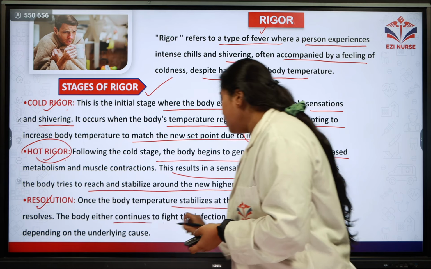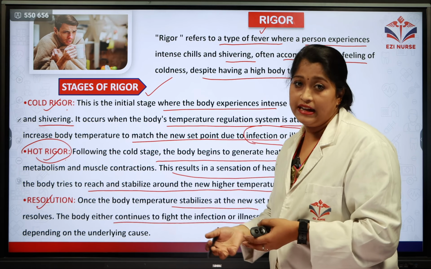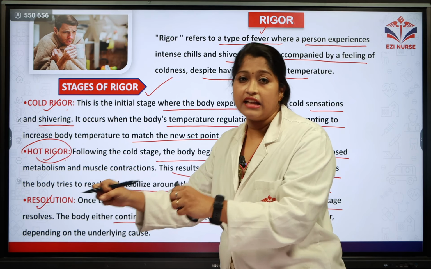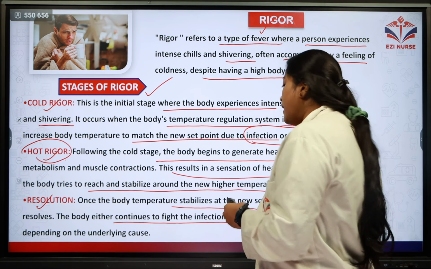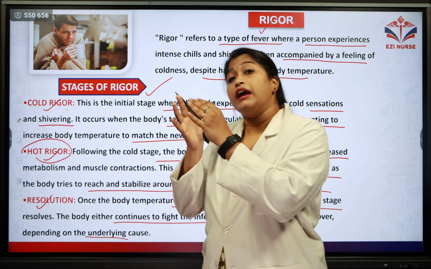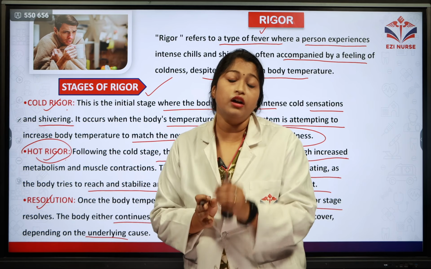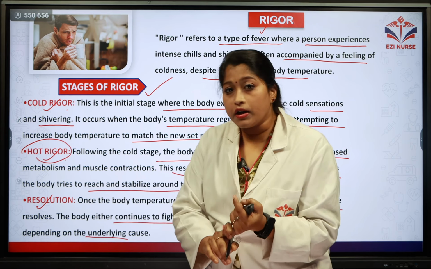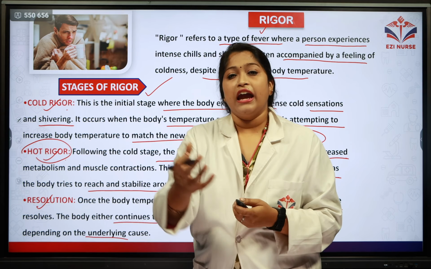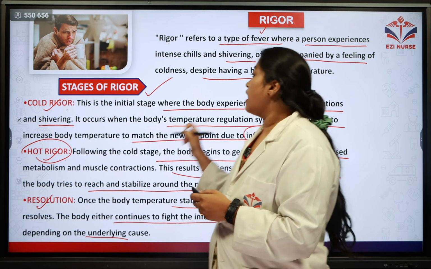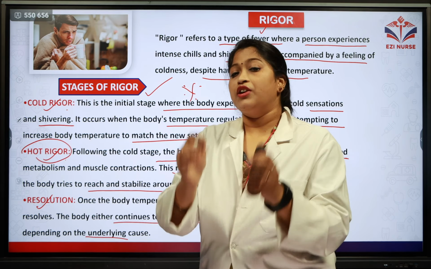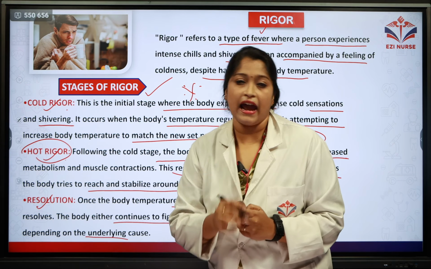The body either continues to fight against the infection or the illness. Here, in the last stage, either the body is fighting against the infection or illness, or it begins to recover depending on the underlying causes. So what is the exact cause? Sometimes the body recovers and sometimes it starts to fight against the infection or illness. These are the most important questions for a 5-marker. Please pay attention when you are studying the stages of fever.